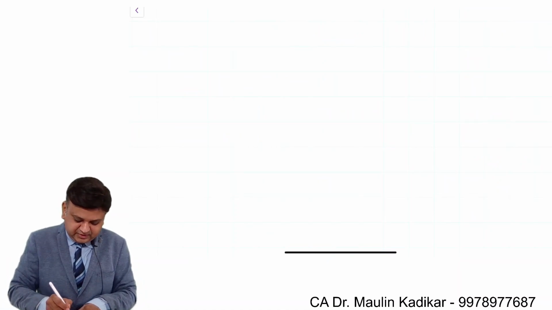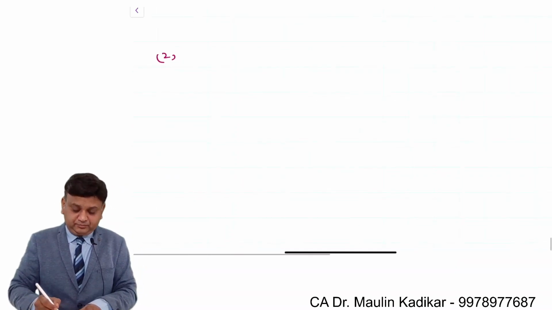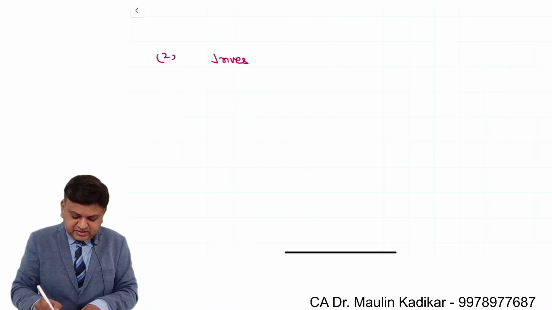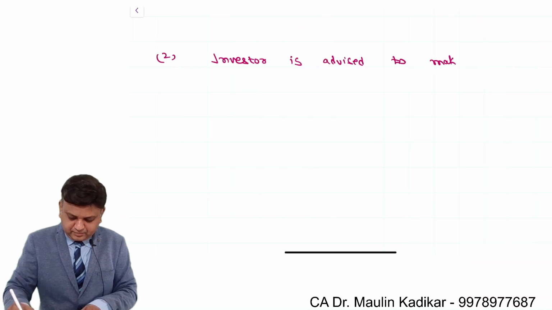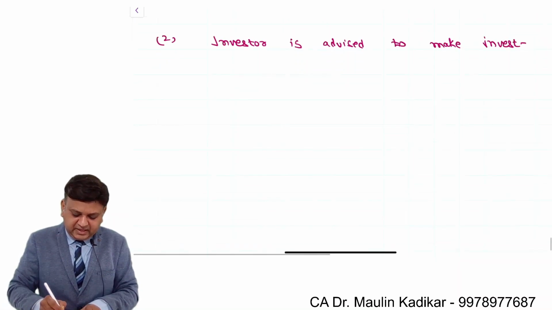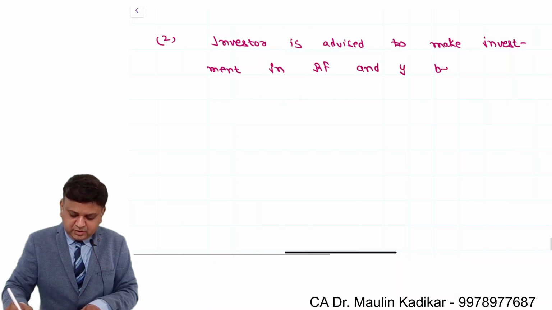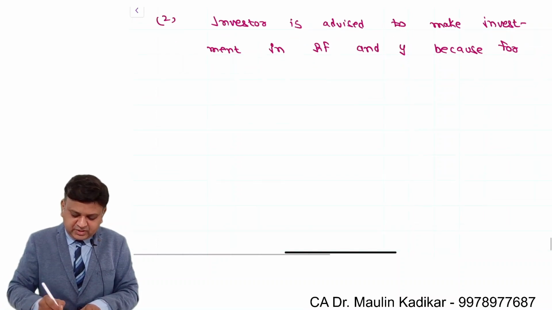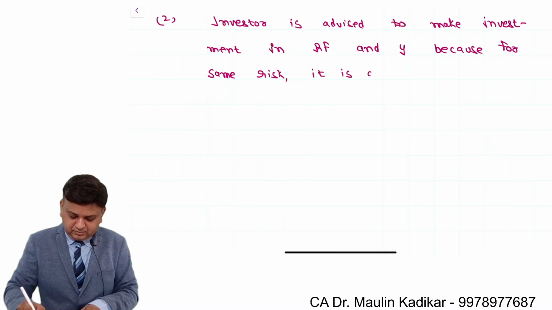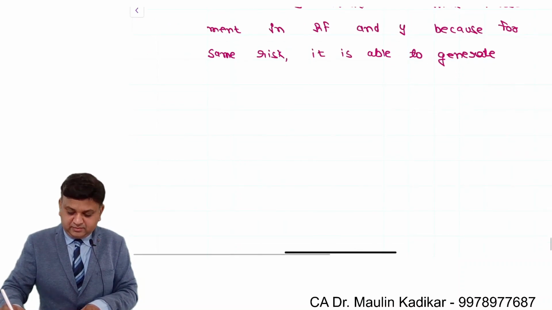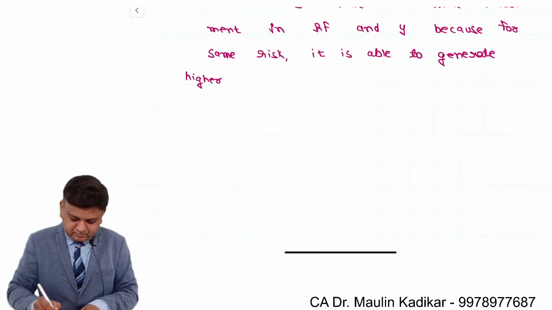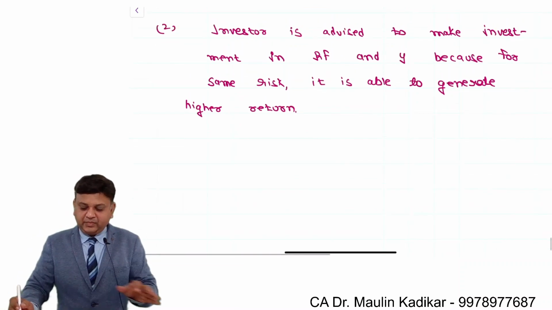So let us write an answer for the second part of the question. Investor is advised to make investment in RF and Y because for the same risk, it is able to generate higher return. This is what we understand.